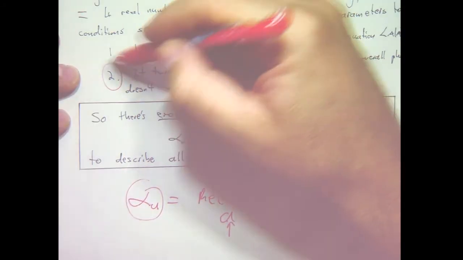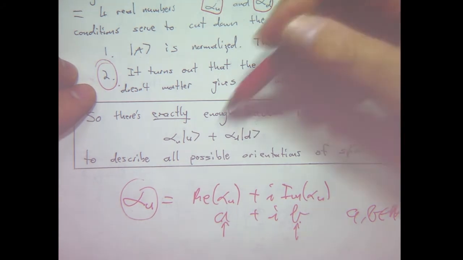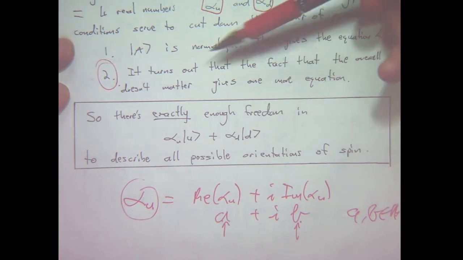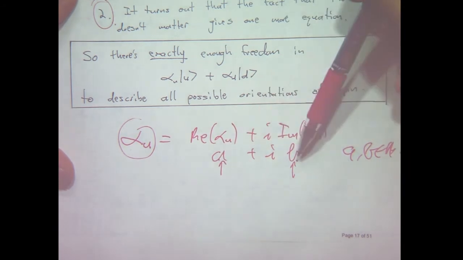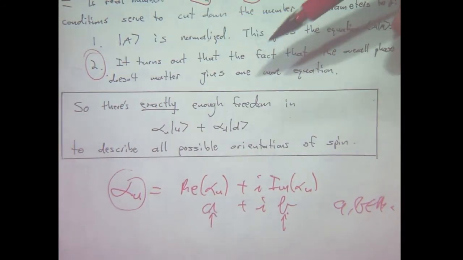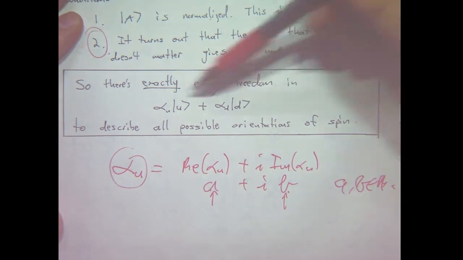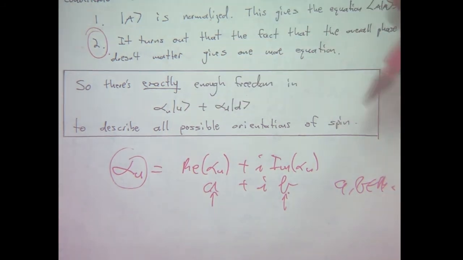If you like, you can try having a look at that. Try seeing that if you want. You don't have to, just have a go. So we have two extra equations, and so we have 4 parameters to start with, but then 2 are specified by these 2 equations. So in fact, you have exactly enough freedom in this superposition to describe all possible orientations of the spin. So it all works out okay so far.